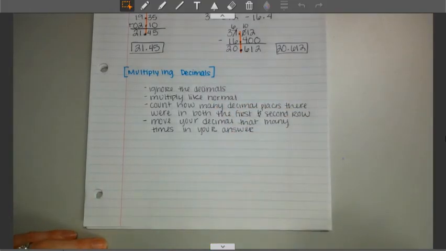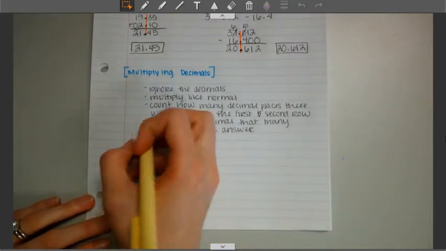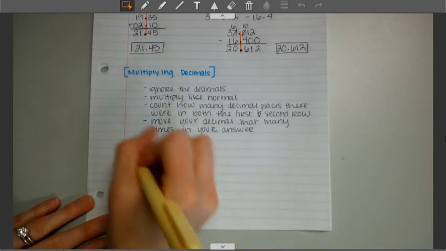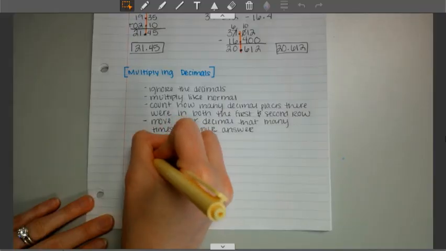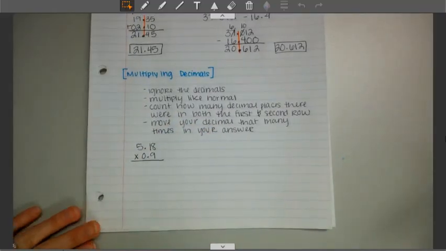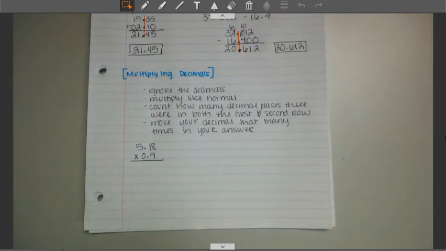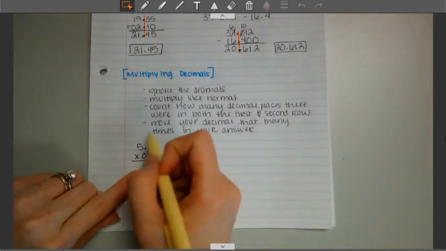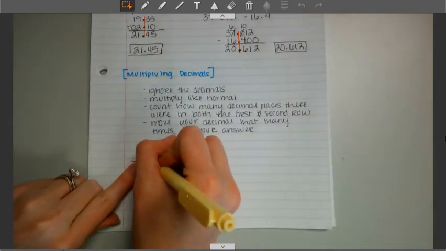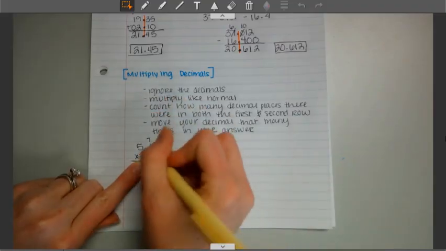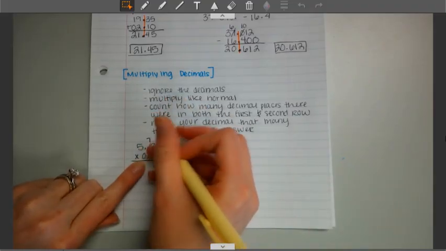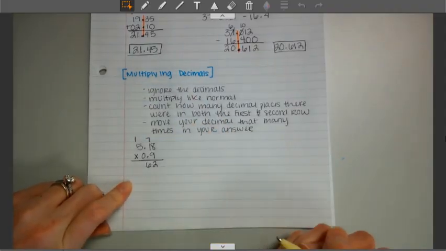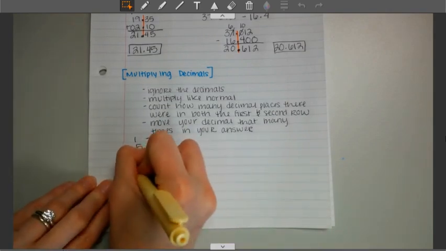Okay, so here we go. We're going to go ahead and do some examples. So let's say I have 5 and 1800ths times 9/10. I don't need to worry about lining anything up this time because I'm not keeping track of the decimals at the end. I am purely going to multiply like normal. So we're going to ignore those decimals. 9 times 8 is 72, so put down the 2, carry the 7. 9 times 1 is 9, plus 7 is going to be 16, so put down the 6, carry the 1. 9 times 5 is going to be 45, plus 1 is 46.